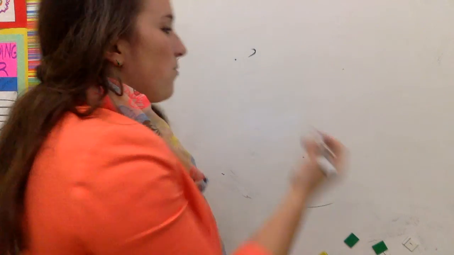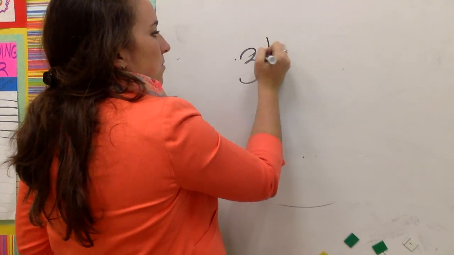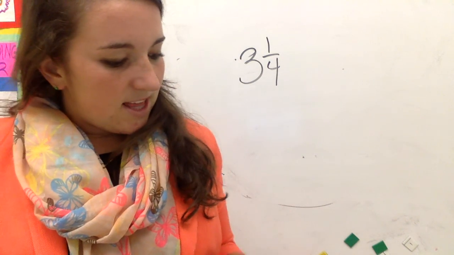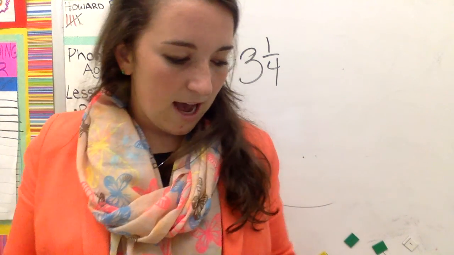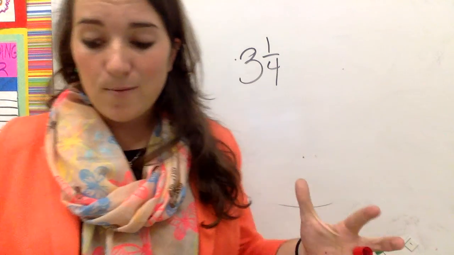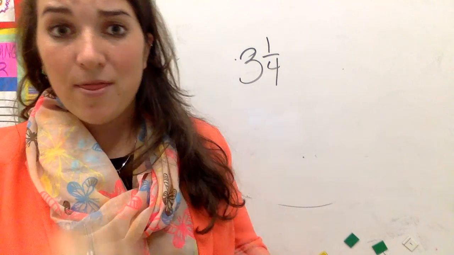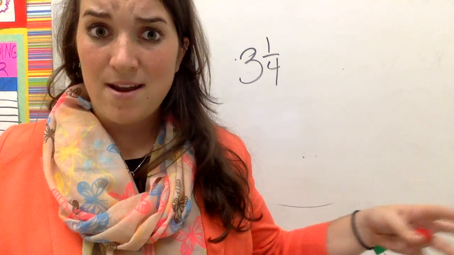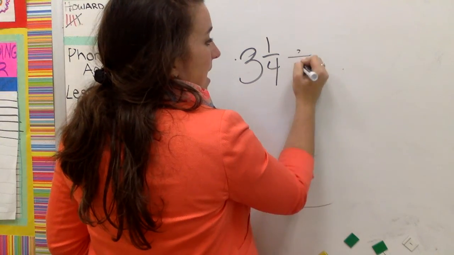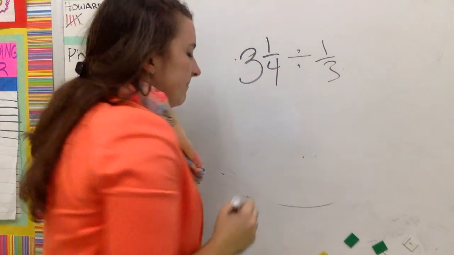Sarah has 3 1/4 cups of milk, so 3 1/4 cups to make cookies with. Each recipe calls for 1/3 cup. How many batches of cookies can she make? So we're taking 3 1/4 cups, we're dividing it into 1/3 cups, and we're seeing how many there are. So we're splitting this into groups. So it's divided by 1/3.